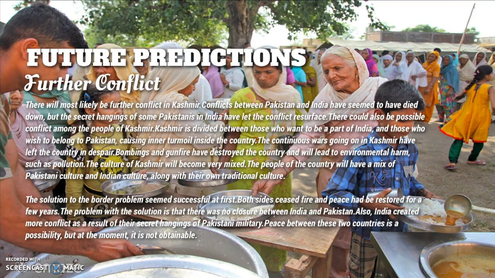Both sides ceased fire and peace had been restored for a few years. The problem with the solution is that there was no closure between India and Pakistan. Also, India created more conflict as a result of the secret hangings of Pakistani military. Peace between these two countries is a possibility, but at the moment it is not obtainable.